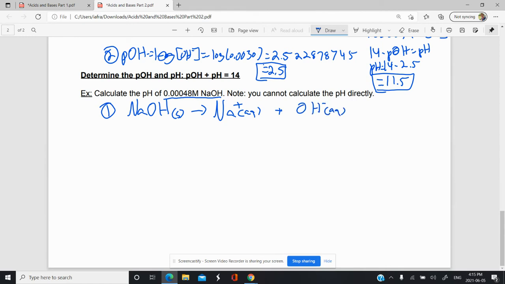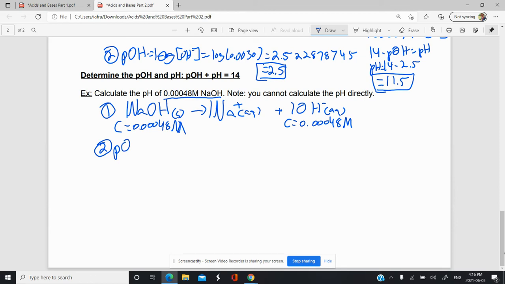Now, the concentration here of the NaOH is told to be 0.00048 molar. Since we're in the same solution all the time, we're not changing volume, we can do our concentration ratios. Since we have a 1-to-1 ratio, the concentration of hydroxides is also going to be 0.00048 molar. Now, with this, we can find the pOH. So that's our first step.